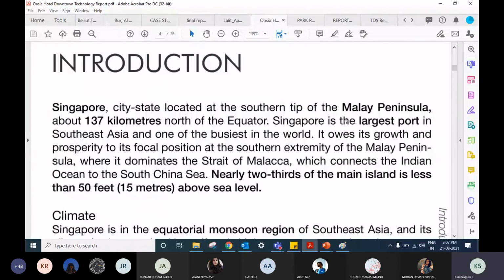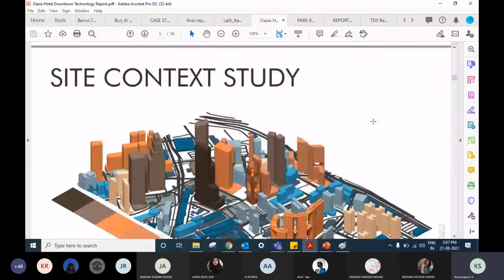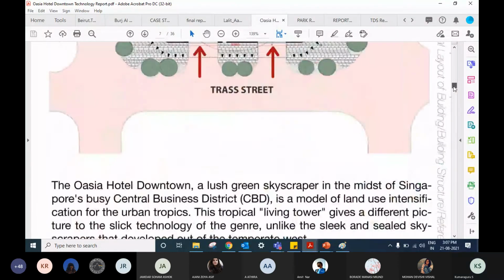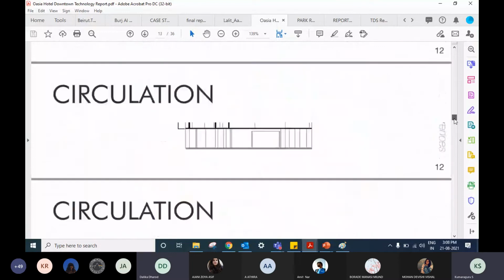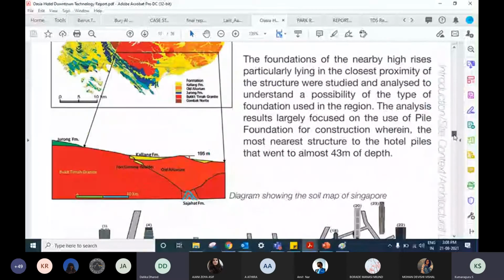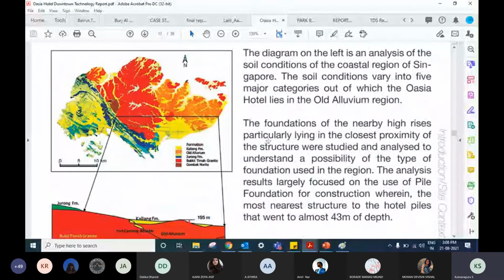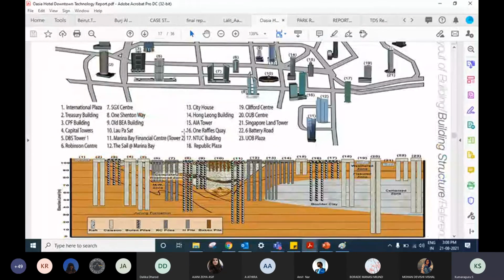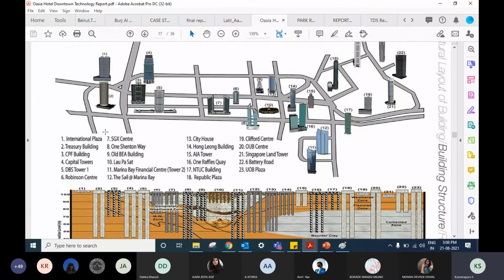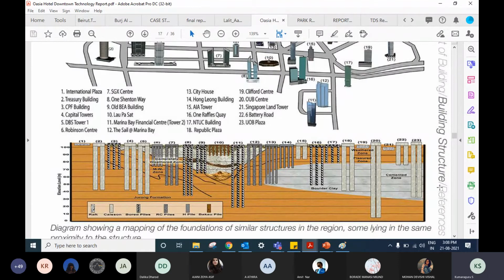The team who has worked on this case study, can you please speak up? Yeah. It's Dalika, Akshit, and Risha. We worked on it. Okay, good. I was just looking at this foundation analysis here. So this soil condition is shown for the foundation which has been done for all these surrounding buildings, right? That is what is shown here.